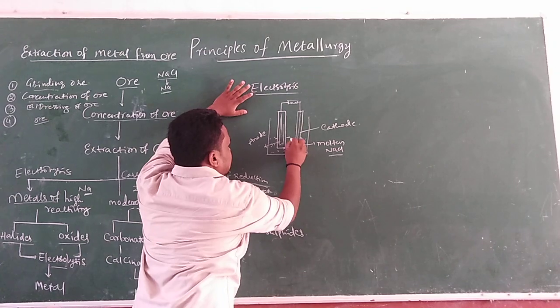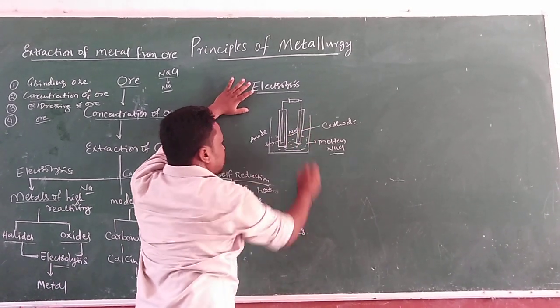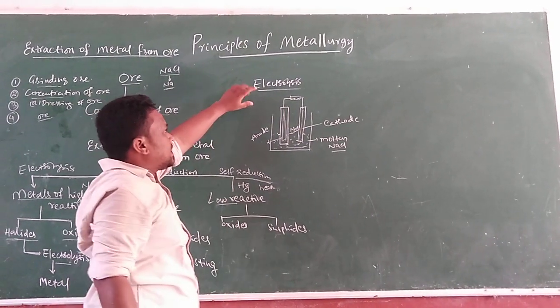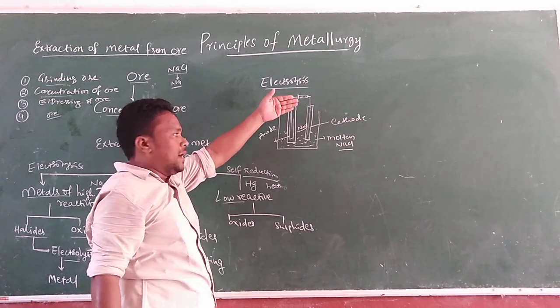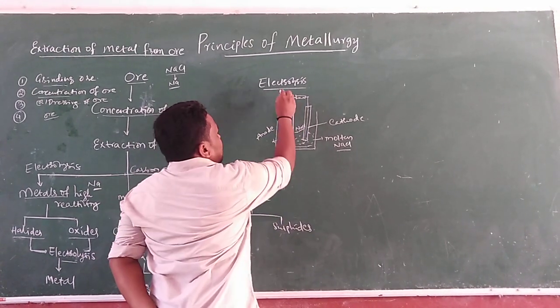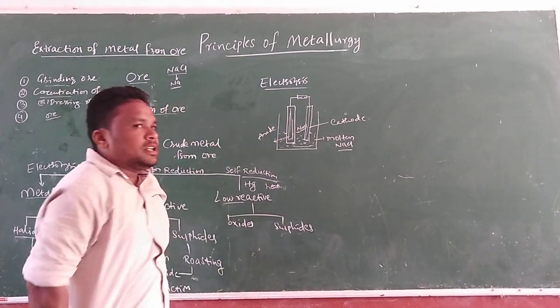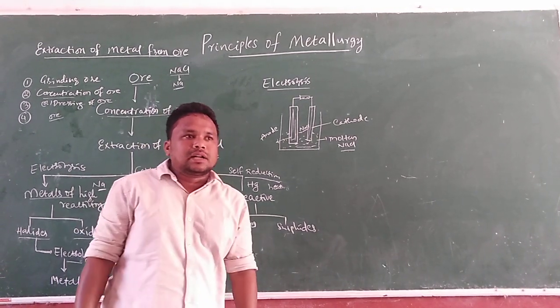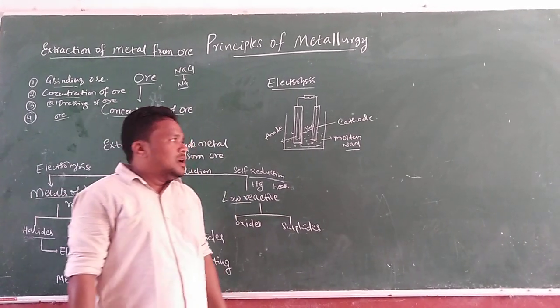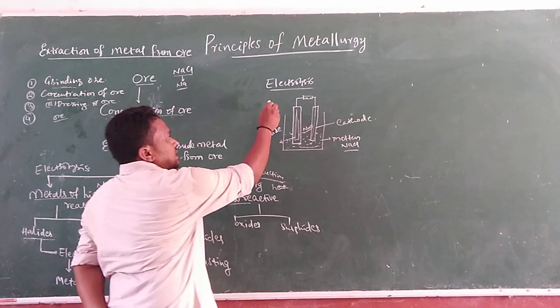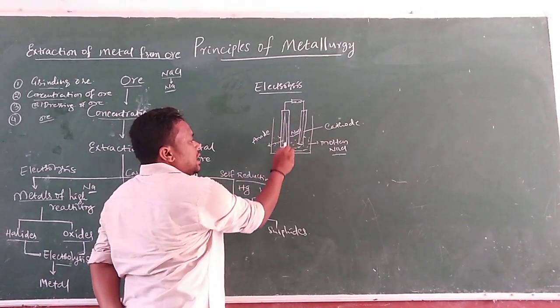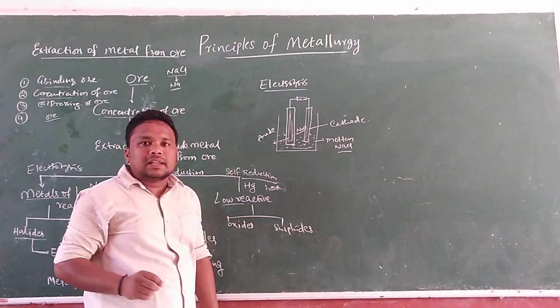Here, this is molten NaCl. Sodium chloride is there inside. Then, after connecting to the battery, I will switch on the battery. What happens? Here, electrolysis. First, what is the definition of electrolysis? Electrolysis is a process in which, with the help of electrical energy, we can decompose one compound into 2 or 3 parts.